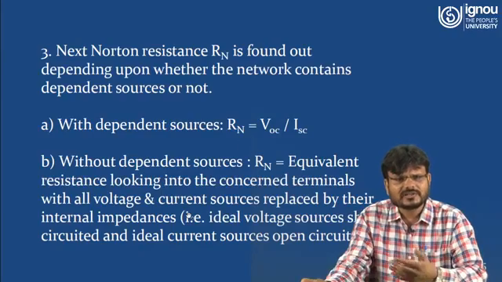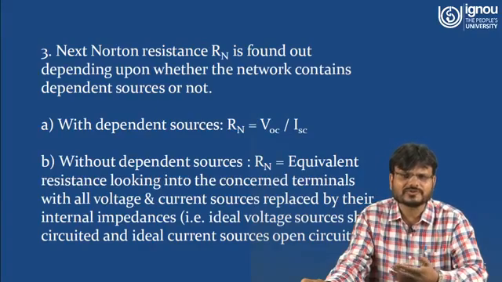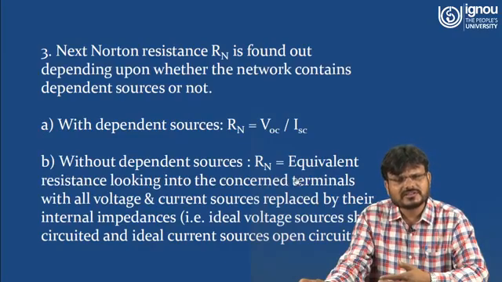Second case is what? If there are only independent sources, like it may be the ideal voltage source or it may be the ideal current source, so Norton resistance is the equivalent resistance looking into the concerned terminal with all voltage and current sources replaced by their internal resistances.